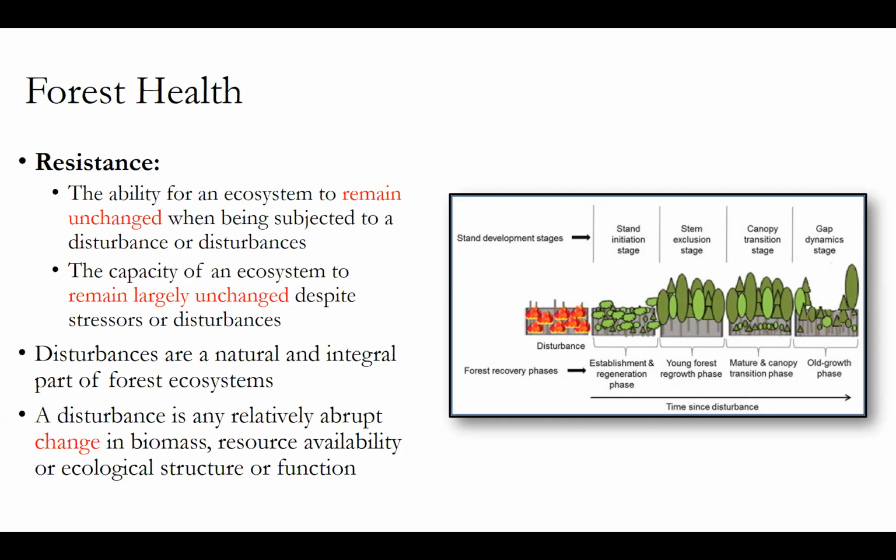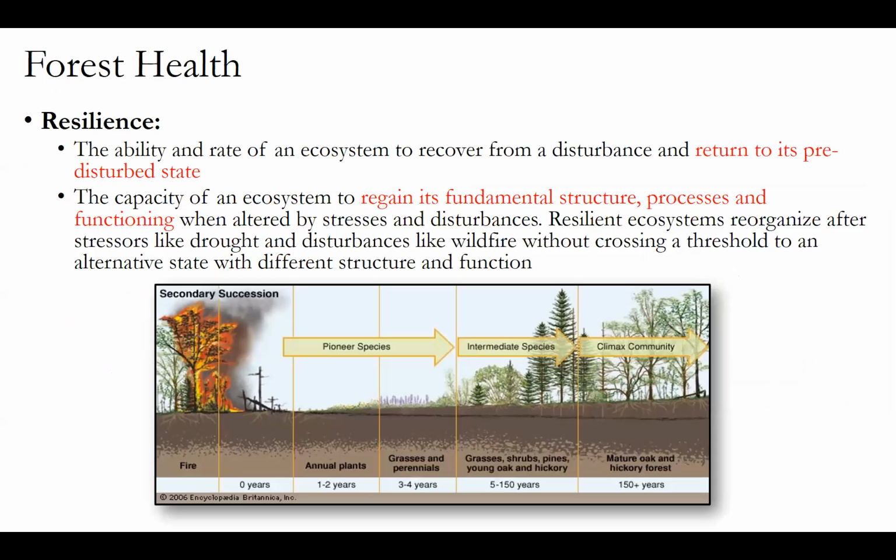At the very beginning of this presentation, I stated that disturbances are a natural and integral part of forest ecosystems. And what is a disturbance? A disturbance is a relatively abrupt change in biomass, resource availability, or ecological function. The second characteristic of ecosystem stability is resilience. Resilience can be defined as the ability and rate of an ecosystem to recover from a disturbance and return to a pre-disturbed state. Or another definition is the capacity of an ecosystem to regain its fundamental structure, processes, and functioning when altered by stresses and disturbances.